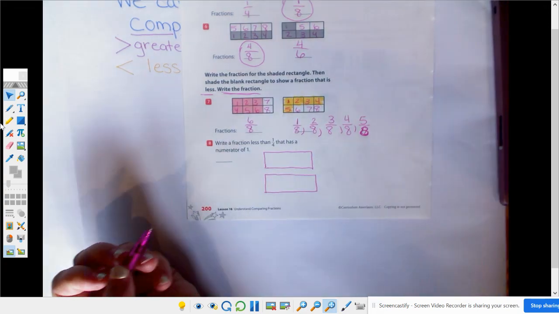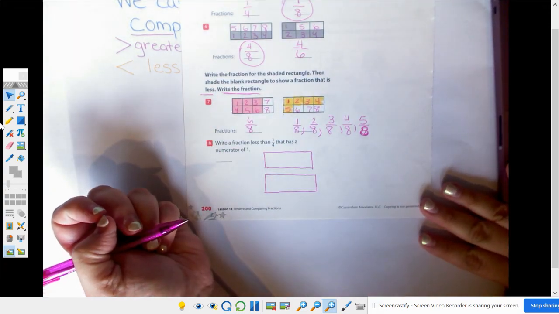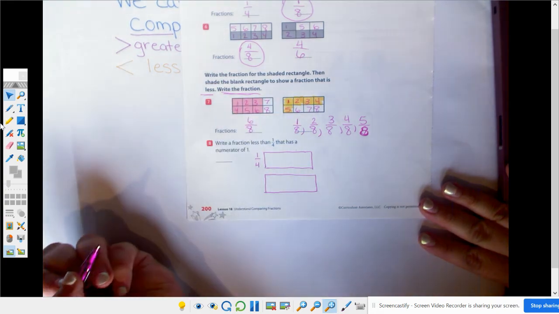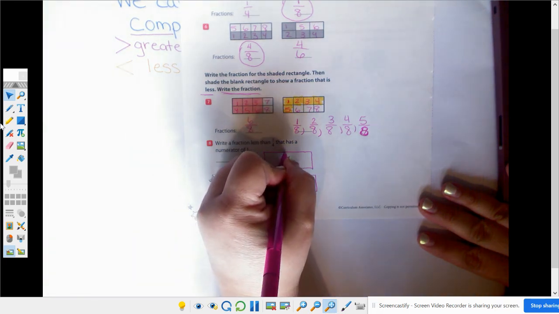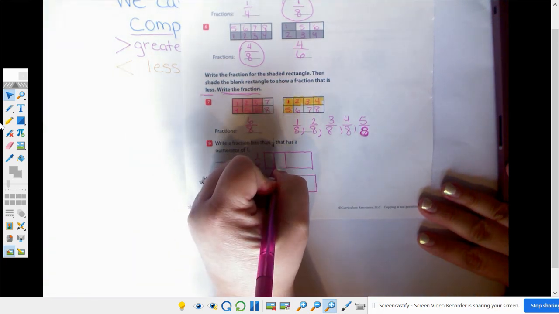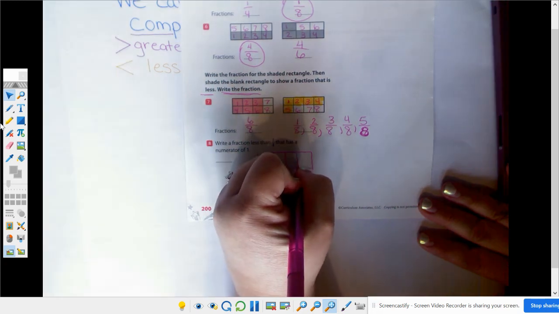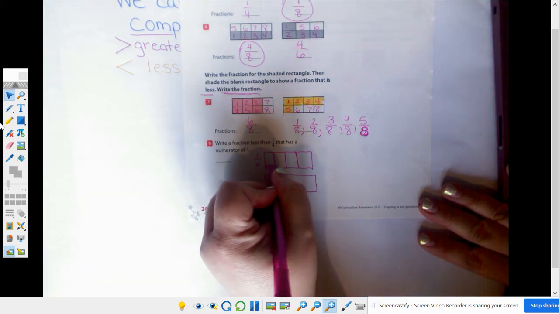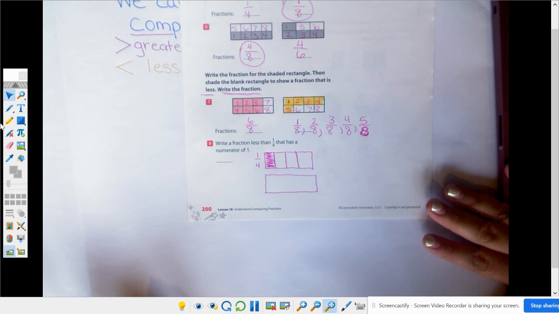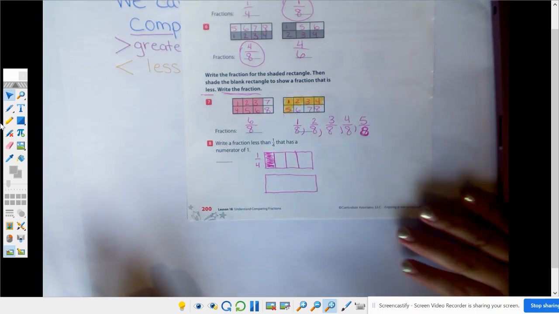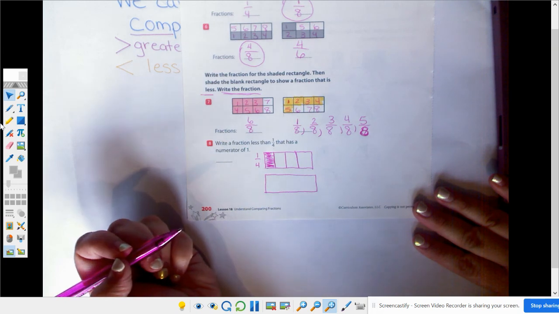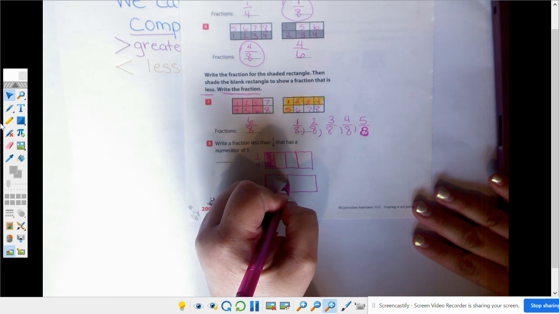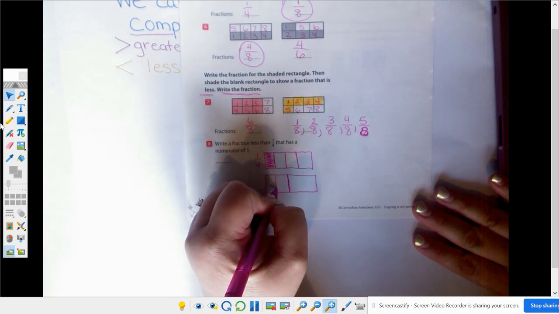All right, less than 1/4 and has a numerator of 1. So I want to definitely show 1/4 on this one. And you'll remember for 1/4, I do half, and then a half of this half of this half, and we're going to shade in 1 part because our numerator is 1. And I want to show a fraction that is less than 1/4. So what I would do is start with a half and do fourths.